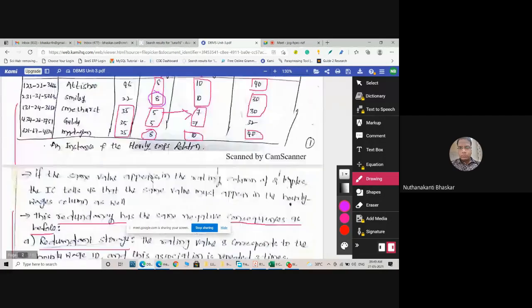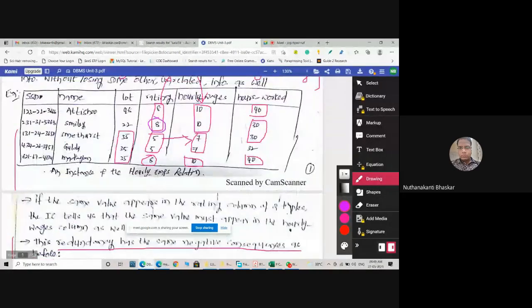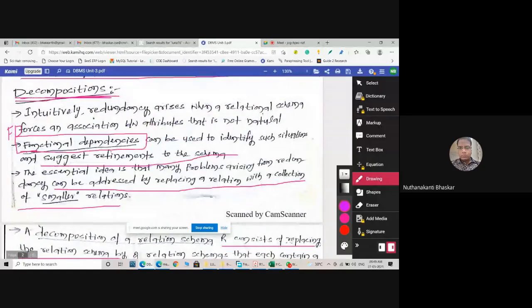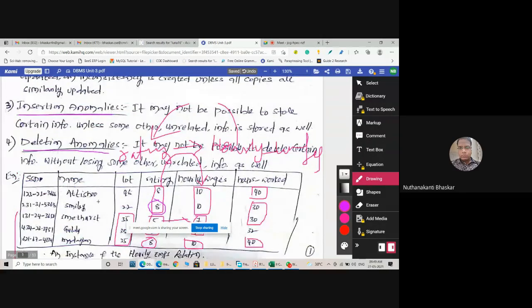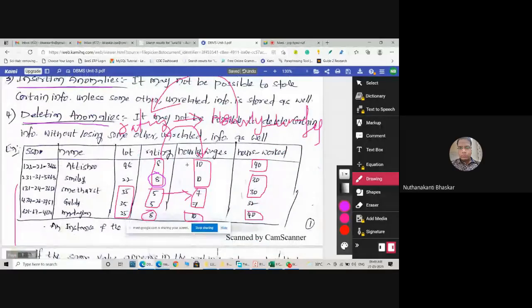Now, if the table is like this and I want to avoid this redundancy, we can use decomposition. When I want to apply decomposition, as I said, functional dependency is a very important topic. We need to find the functional dependency. Based on this table, what is the functional dependency here? Is there any functional dependency? If I want to decompose, what is the functional dependency here?